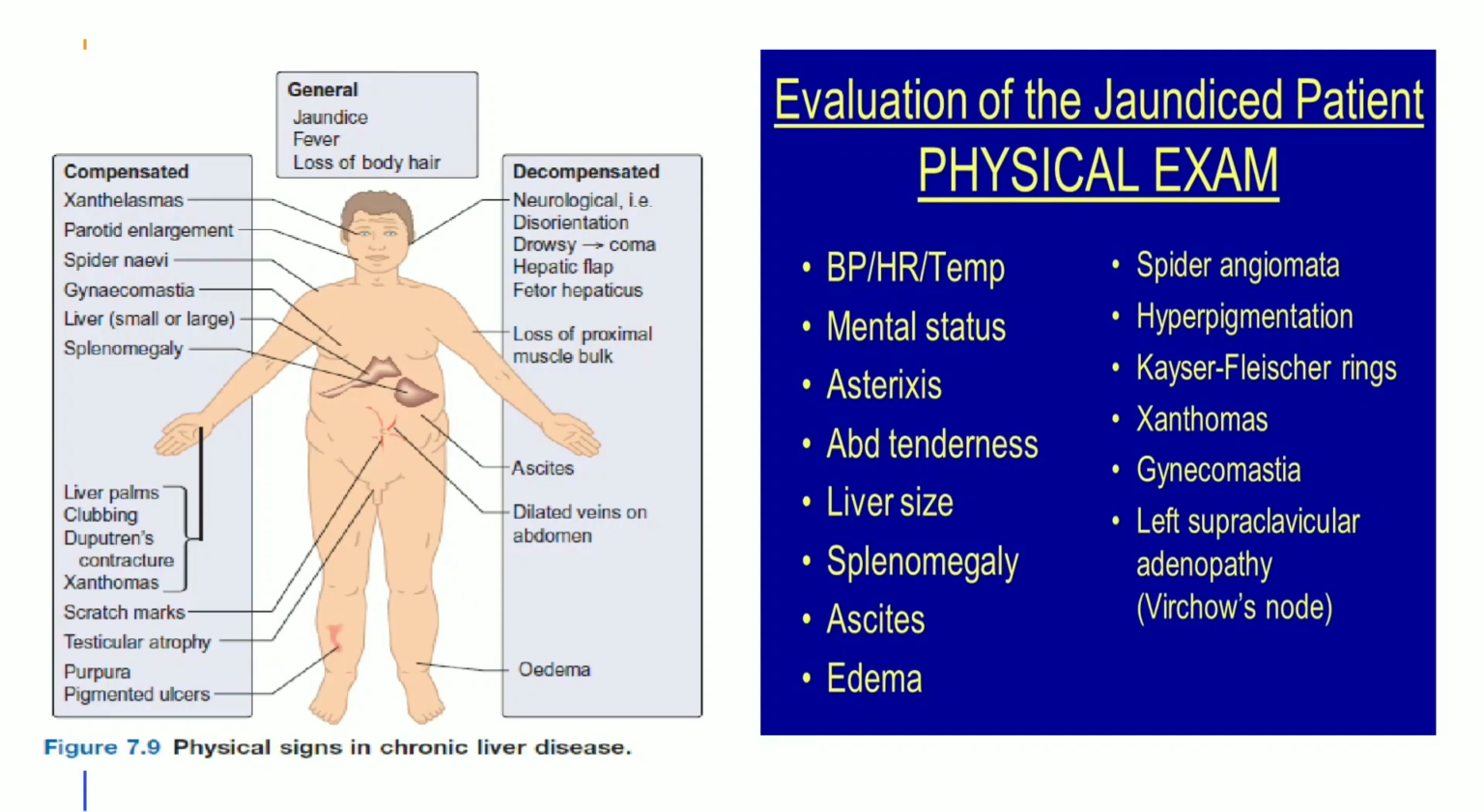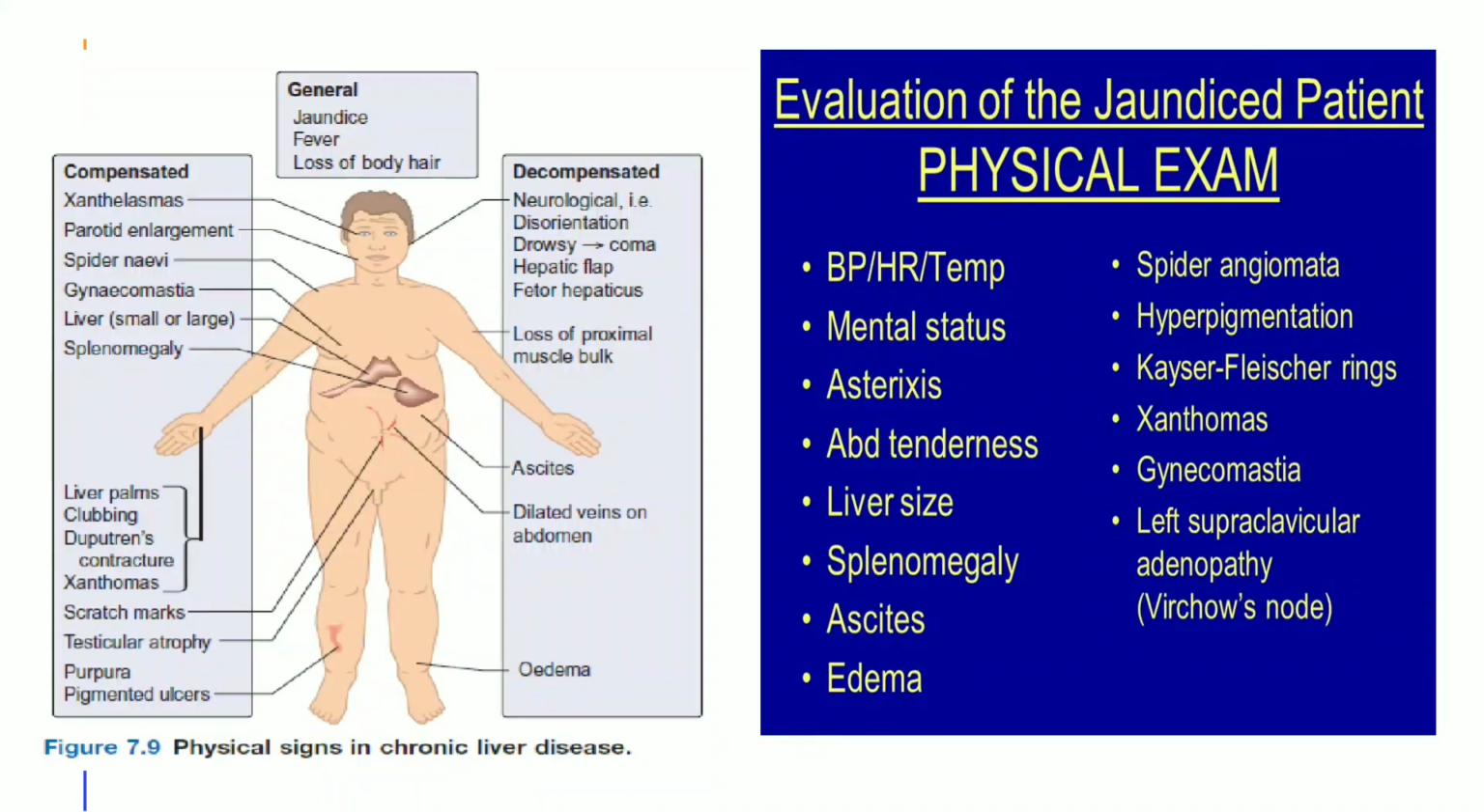Now, evaluation of a jaundice patient. If the patient is suffering from jaundice, then we have to go to the diagnosis of why the jaundice has happened. Jaundice is just a clinical manifestation, so it may be due to so many causes. It may be due to hepatitis, cirrhosis, or alcoholism. So what is the cause of it, that we have to determine by clinical examination. We have to check the mental status of the subject, because in hepatic coma it will be lost.